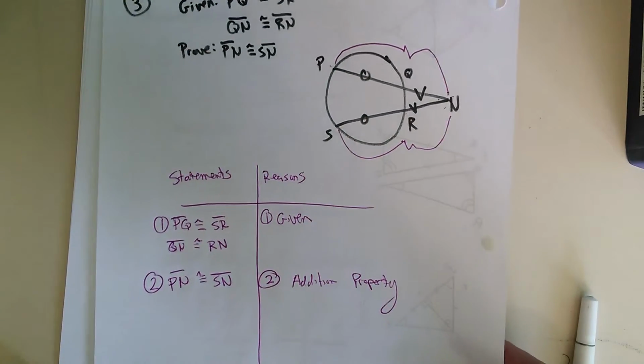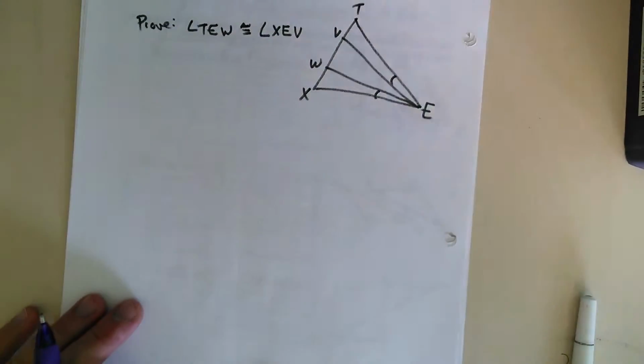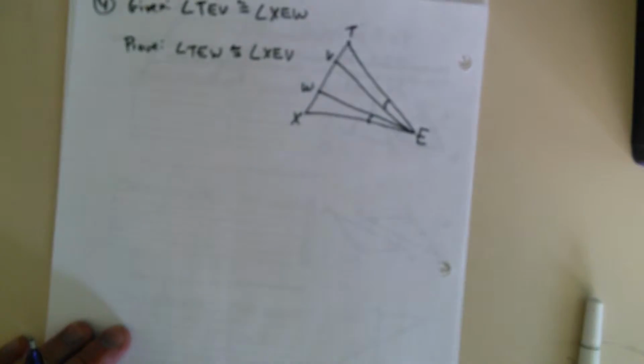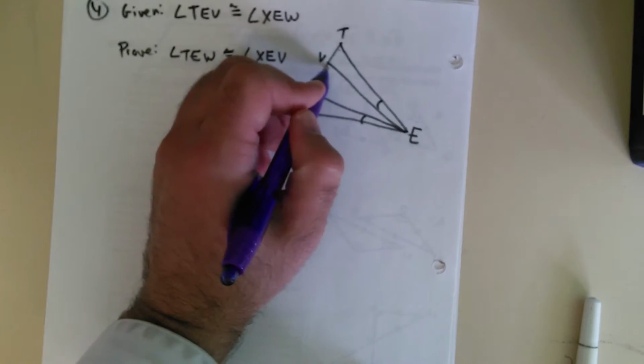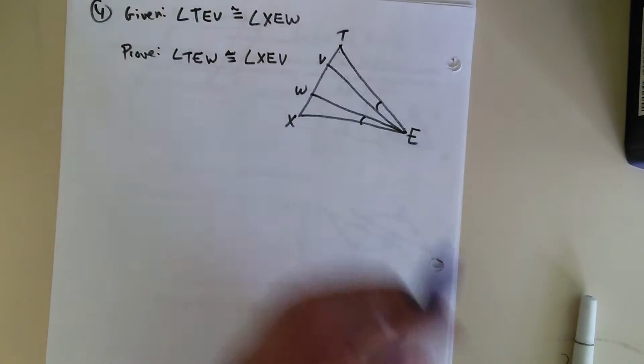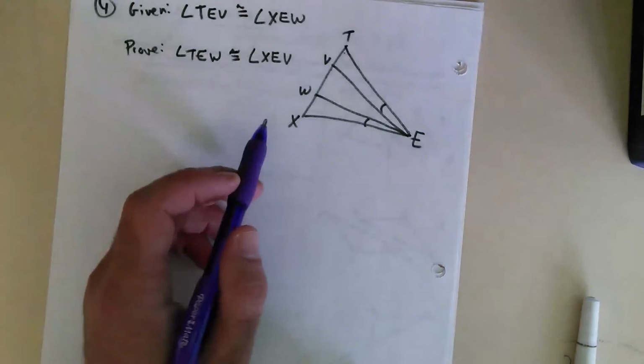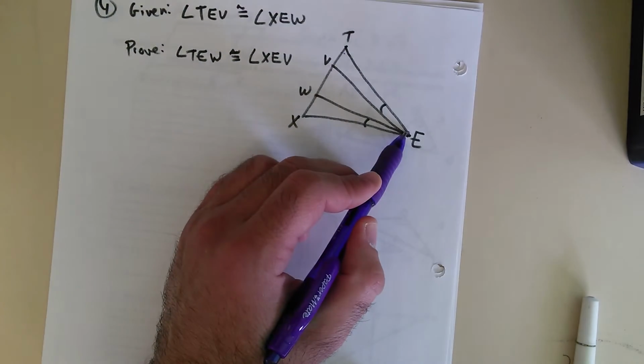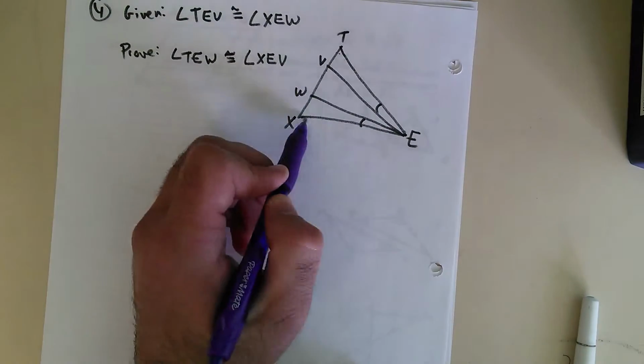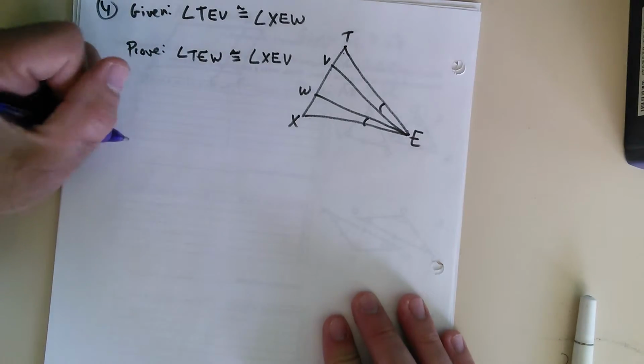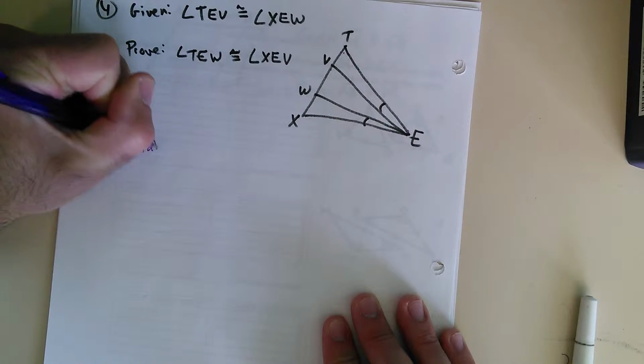Okay, let's do our next one here. I have this one here written out as well. So given angle TEV is congruent to angle XEW, as the book wrote. And angle TEW is congruent to angle XEV is what we're trying to prove. So again, we'll write out our statements and reasons.